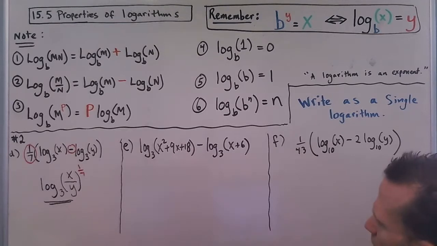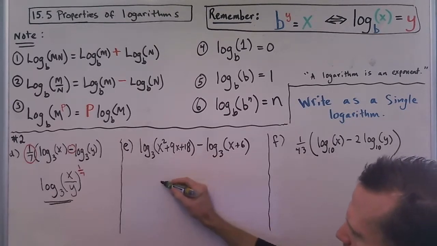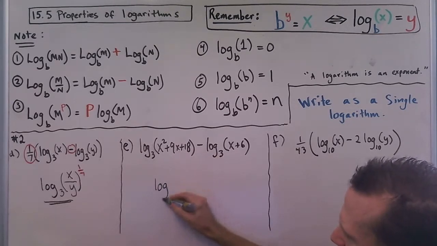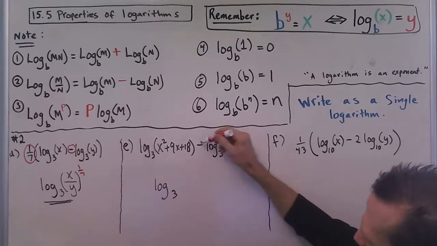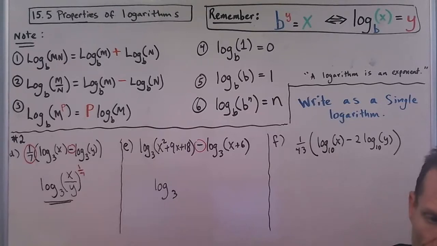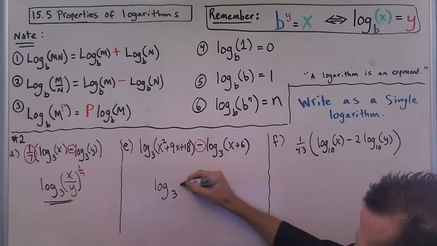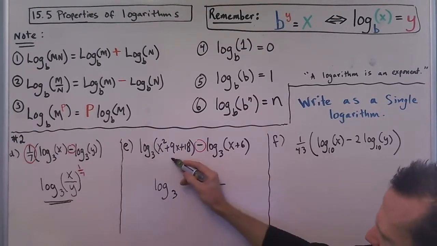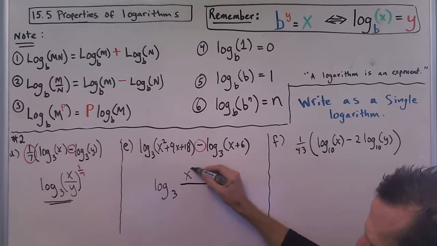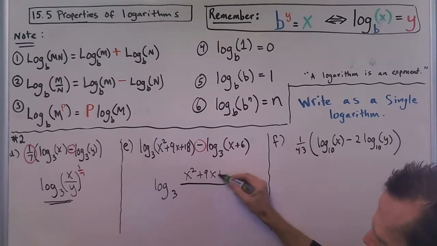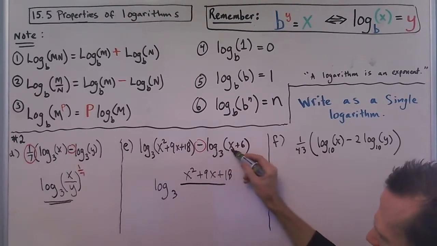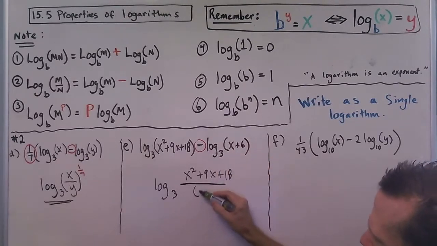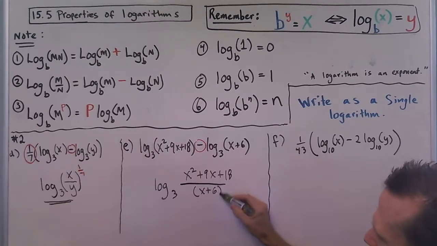Here, see log base 3. I'm going to write log base 3. I see there's subtraction, so I know there's going to be a fraction bar or division, so I'm going to write this fraction bar here. This is the positive one, so I'm putting it on top. This logarithm is subtraction, so I'm going to put it on the bottom of the fraction.